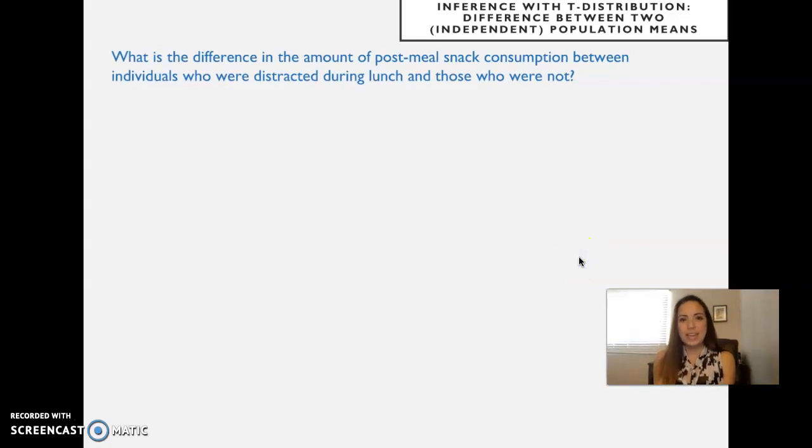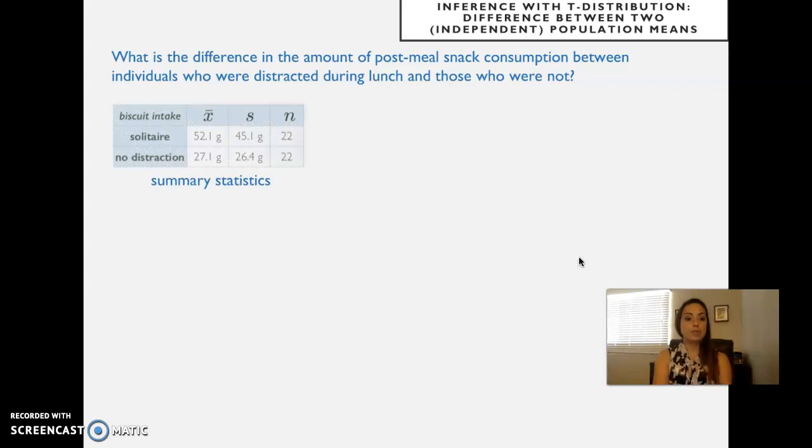Welcome back. That's week 8 of our graduate statistics course, and we're continuing on with our exploration of what we can do with t-tests. So here's the question we're exploring right now. What is the difference in the amount of post-meal snack consumption between individuals that were distracted during lunch and those who were not? Here is our summary statistics.